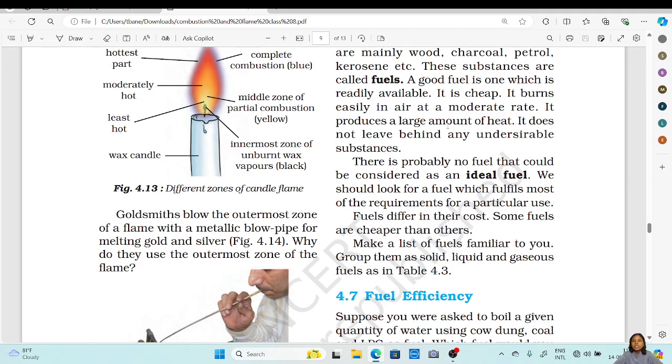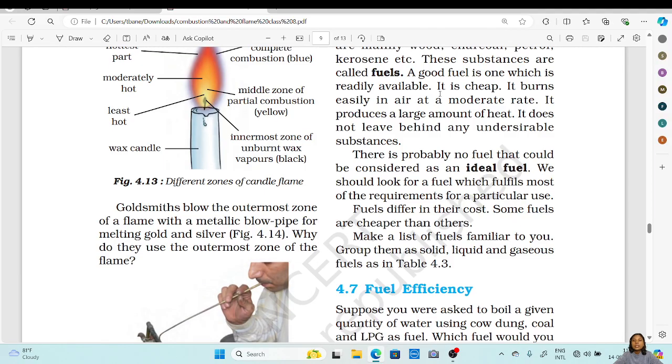Then it produces a large amount of heat. It does not leave behind any undesirable substances. So a good fuel is the one which is firstly readily available. Secondly, it is cheap. Thirdly, it should produce a large amount of heat. Fourth, it should burn with a moderate rate. And fifth, it should not leave any undesirable substances behind.